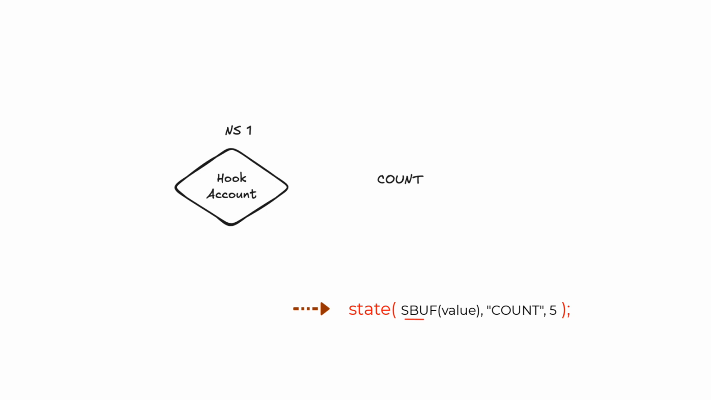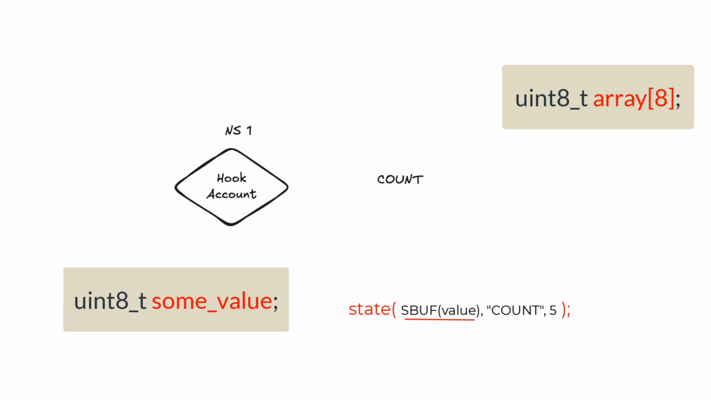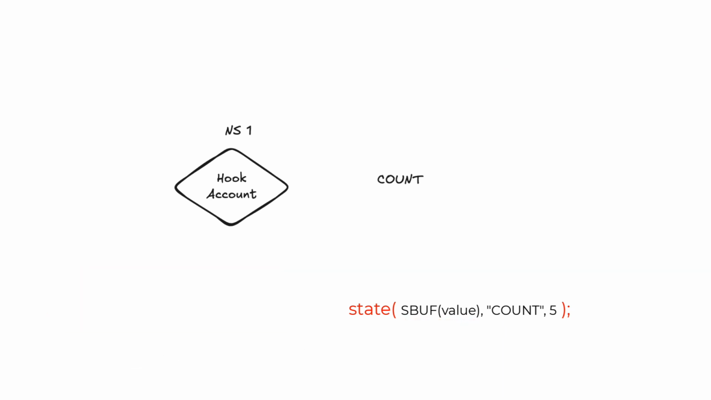The value field, we will use sbuff if it's an array or svar if it's a variable. And the key, here we are using count, which is of 5 characters, so it will take 5 bytes and remaining 27 bytes will automatically be filled with zeros. So 5 plus 27 is 32 bytes of key. We will use this hook API to create and update the state.